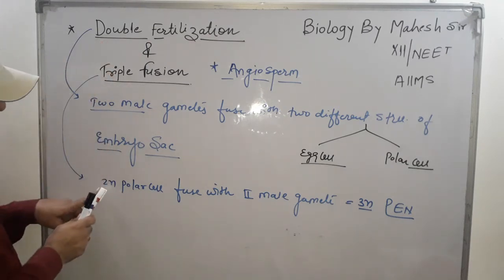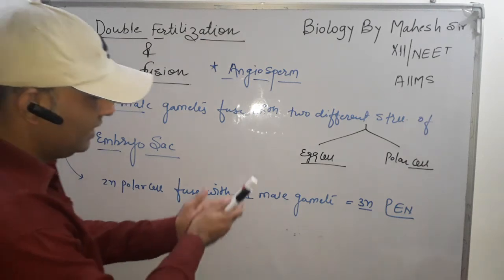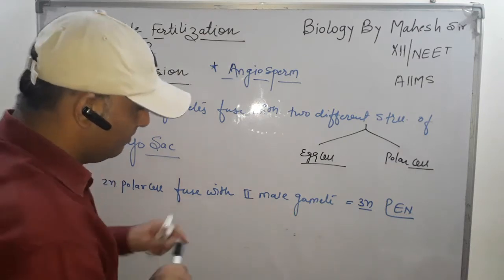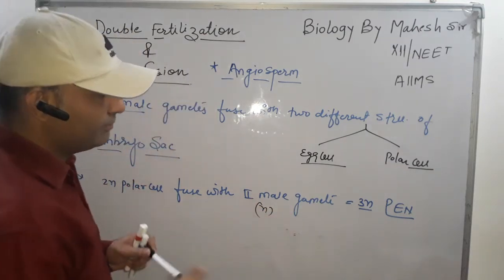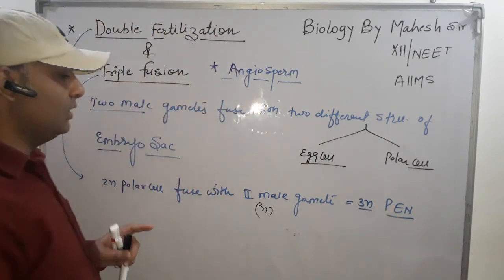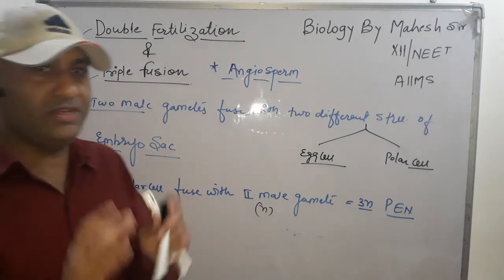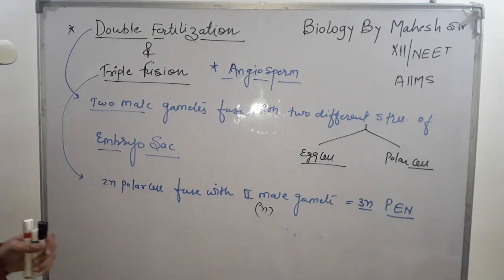Triple fusion: when the 2n, meaning diploid, polar cell fuses with the haploid male gamete, male gamete always being haploid, it produces a 3n primary endosperm nucleus. That time it is called triple fusion. So that is the definition of double fertilization and triple fusion. Now we take the process.